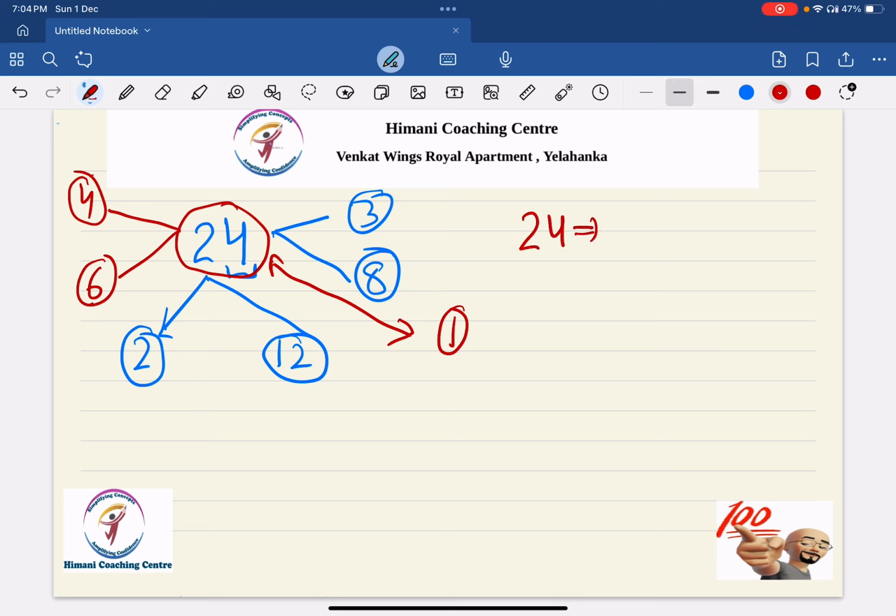So we will say, let us start from the beginning. Smallest one is 1, then 2, then 3, then 4, then 6, then 8, then 12. And then 24, the number itself. So these are the factors of 24.